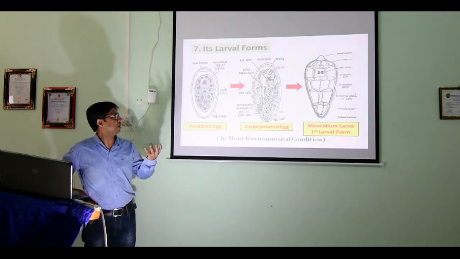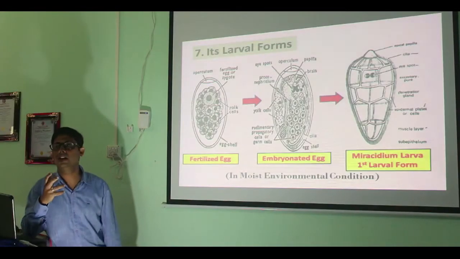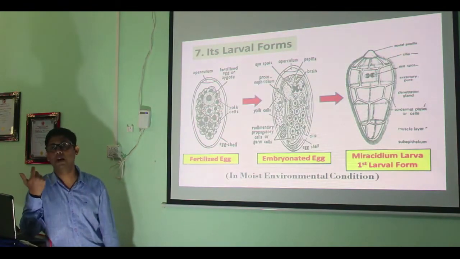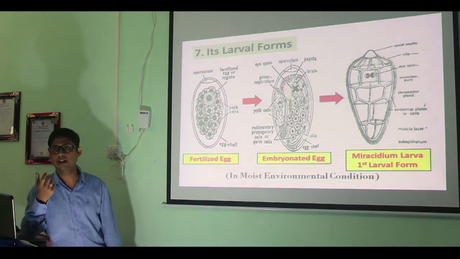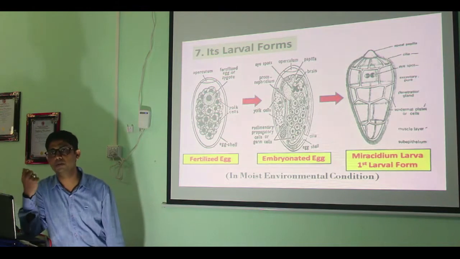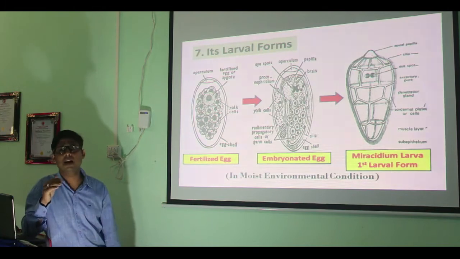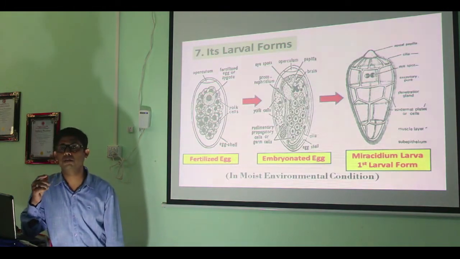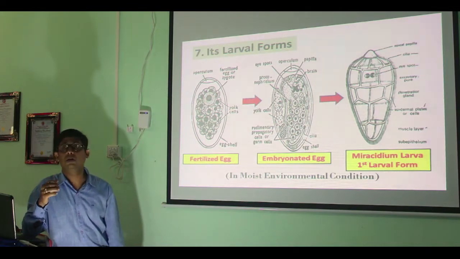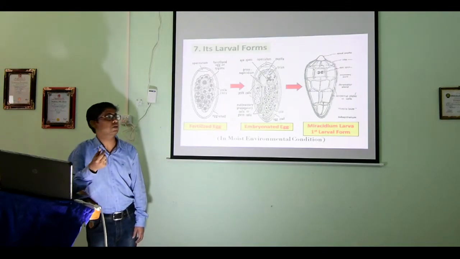Now, to develop into the larval form, the fertilized egg requires a congenial atmosphere, for which it will have to come out of the primary host body. So with the feces of the primary host, they come out of the body of the primary host, and it remains in the environment. Until they get the adequate moisture content, which is 60% at least, they will not be converted into embryo from the zygote.